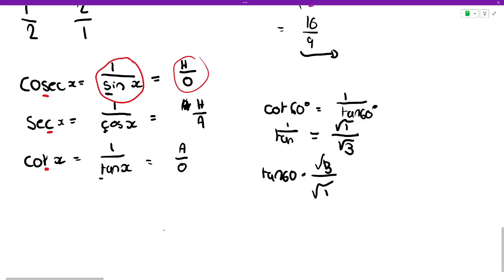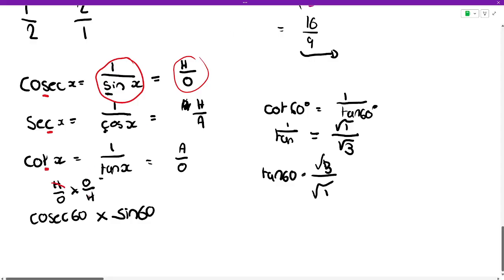Now, for example, let's say I say cosec of 60 times sine of 60. We know cosec is hypotenuse over opposite, and we know sine is opposite over hypotenuse, meaning when we multiply, it will cancel out like this and you'll get 1. So when you multiply something by its reciprocal, you get 1.